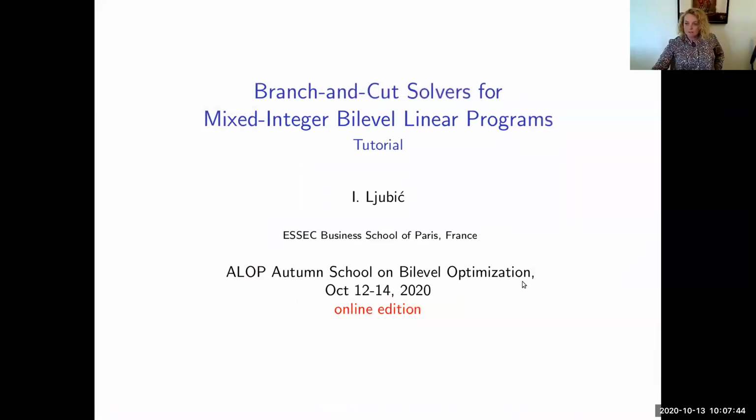So the topic of my talk today, let's call it a tutorial, is related to how can we develop efficient solvers for finding exact solutions for the very difficult bilevel optimization problems that involve discrete variables both at the upper level and at the lower level.